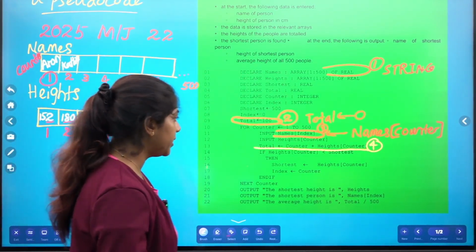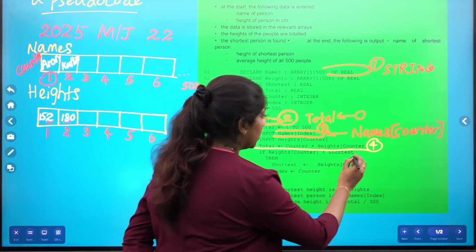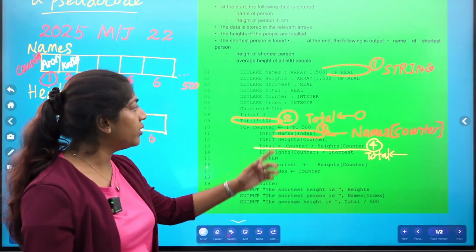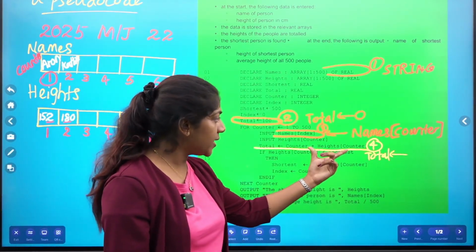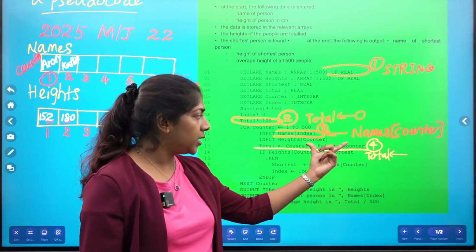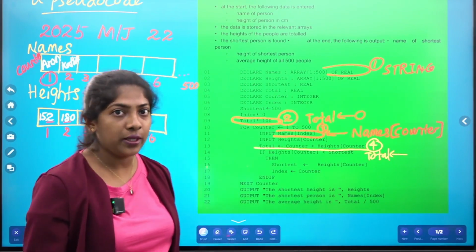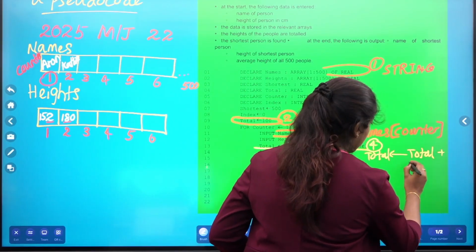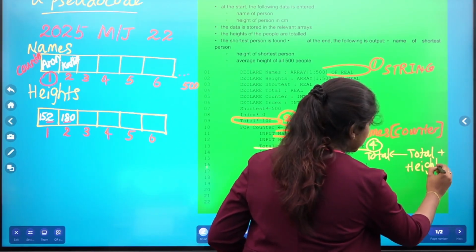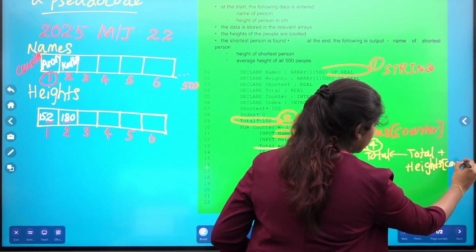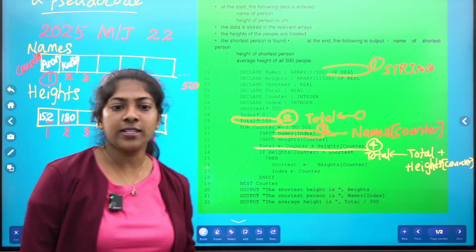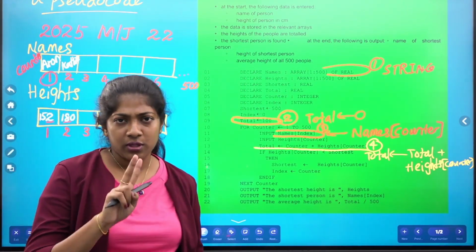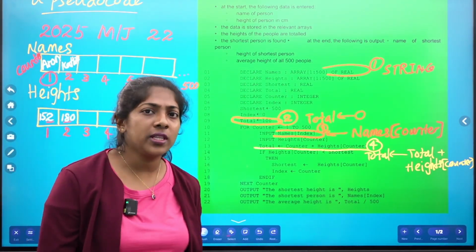Let's see how to write that one. So it has to be total equals the initial value of total plus the particular counter's height value. So it has to be total plus heights counter. Got it? Done. I will give you a few seconds to spot the last error.